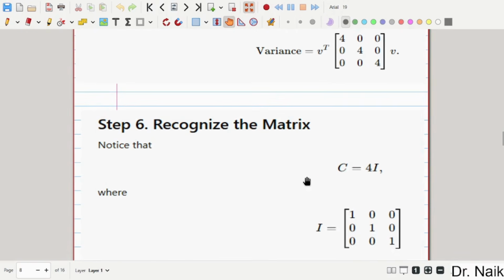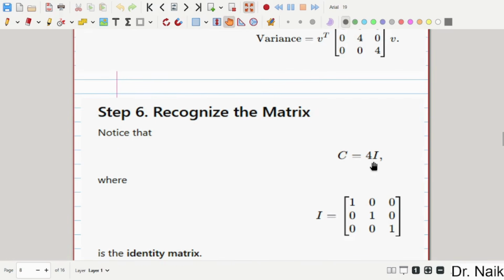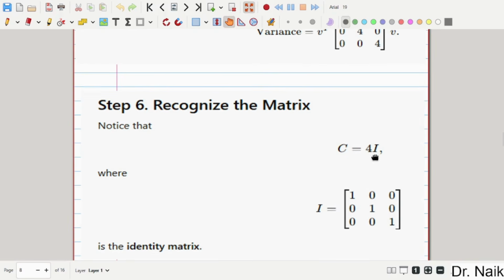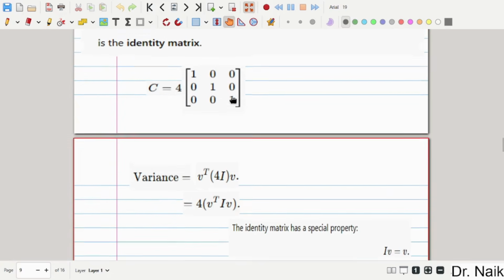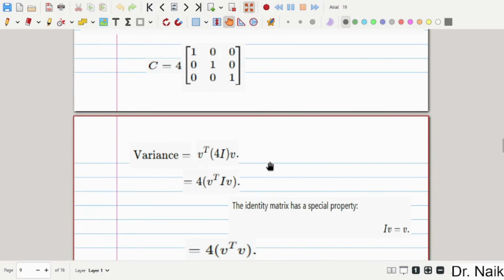Now recognize that if we take the 4 outside, then C is equal to 4 times I. I is our identity matrix because its diagonal entries are 1 and all other entries are 0. So our C will look like 4 times the matrix 1 0 0, 0 1 0, 0 0 1. So for the variance, substitute these in our variance formula.